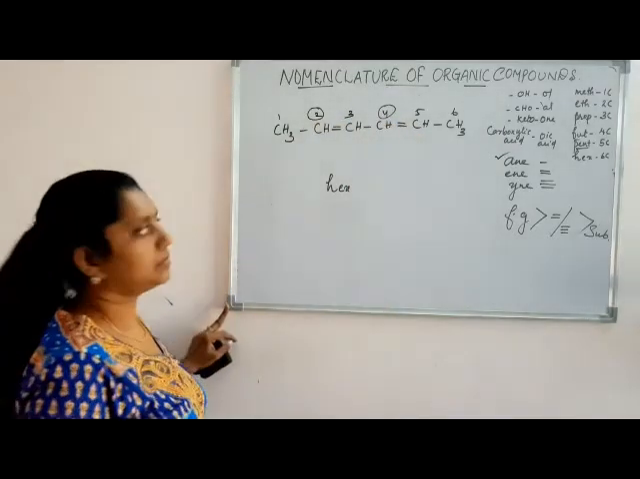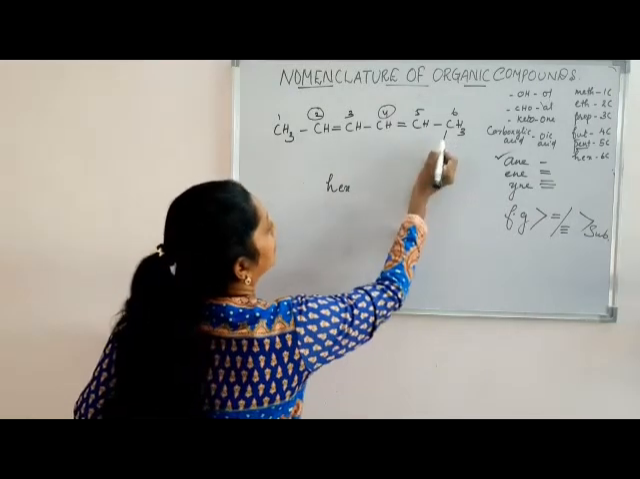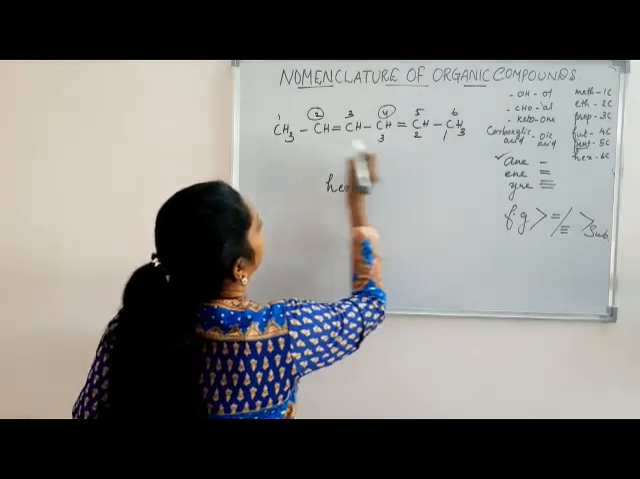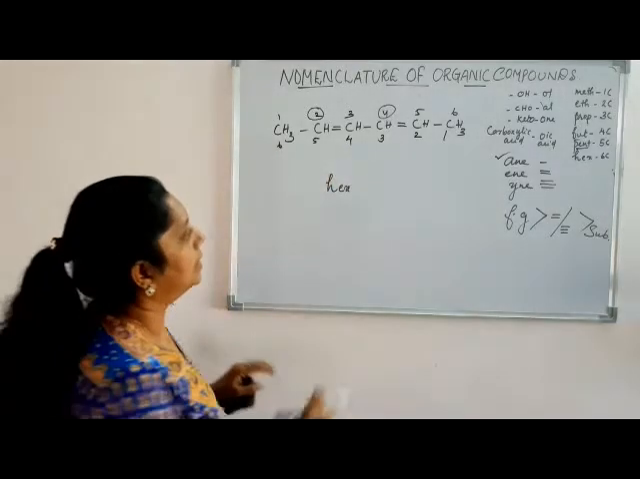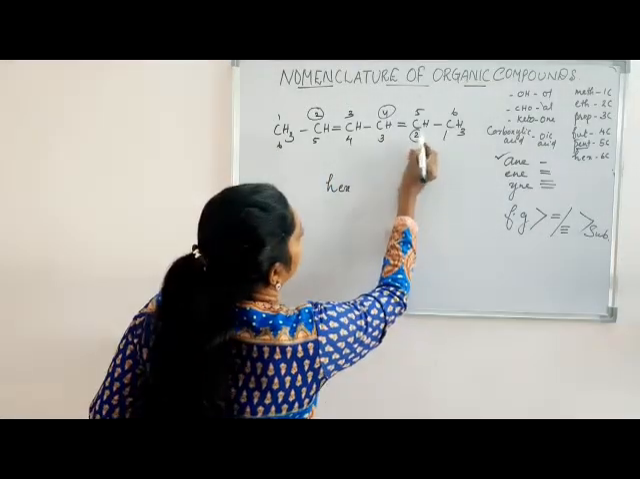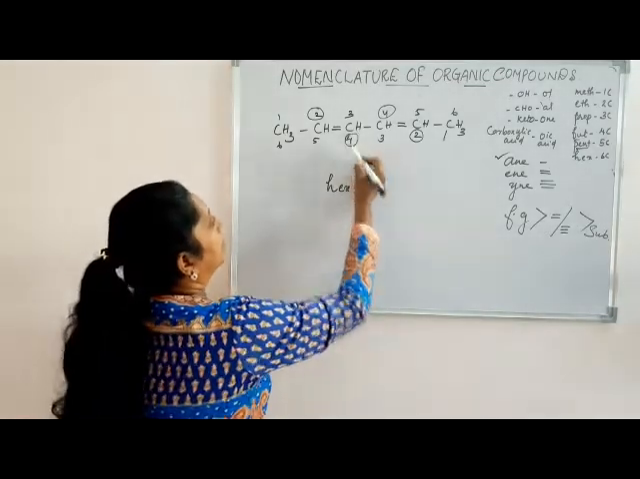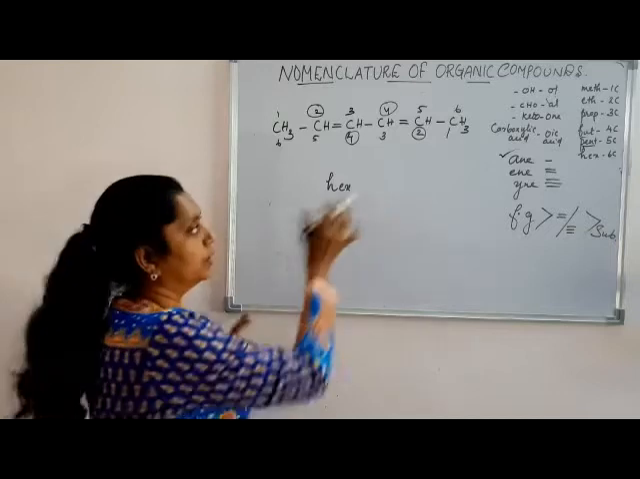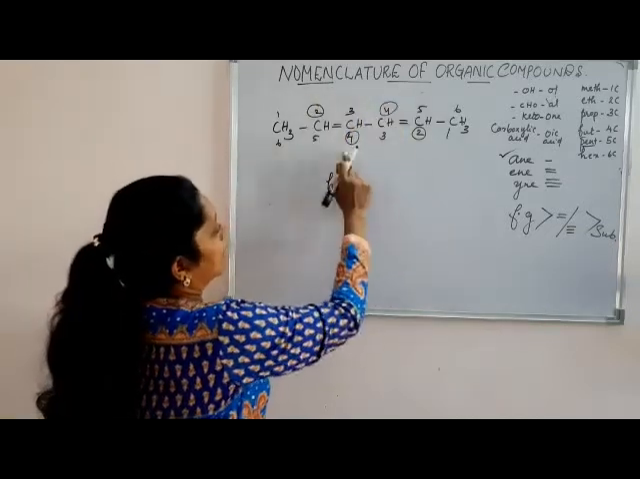Okay. Now try to number this from the other side: 1, 2, 3, 4, 5 and 6. Here the double bond is at the second carbon atom, and here at the 4th carbon atom. That is, while numbering from both sides, the double bonds are at the second and 4th carbon atoms.